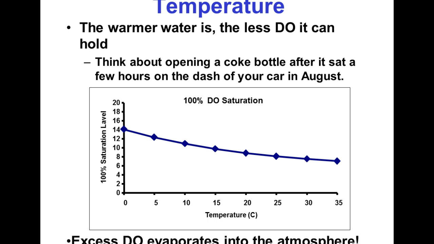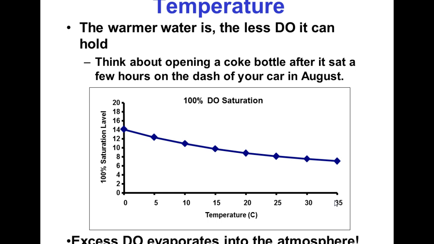From a chemistry standpoint, it makes sense that the warmer the water is, the less dissolved oxygen it can hold. So get that in your notes. Also, write down this chart in your notes as well. So it's a graph now with 100% saturation level on the y-axis and temperature on the x-axis.